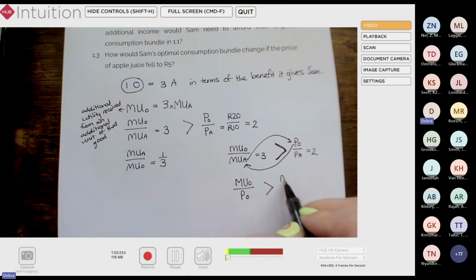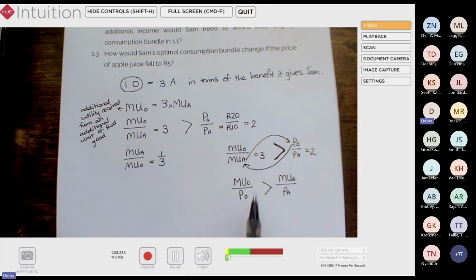That tells me that at the margin, whatever I get in benefit from orange juice per Rand I spend on orange juice is greater than the benefit I get from apple juice for the last Rand I spent on apple juice. And that tells me that orange juice is more attractive.